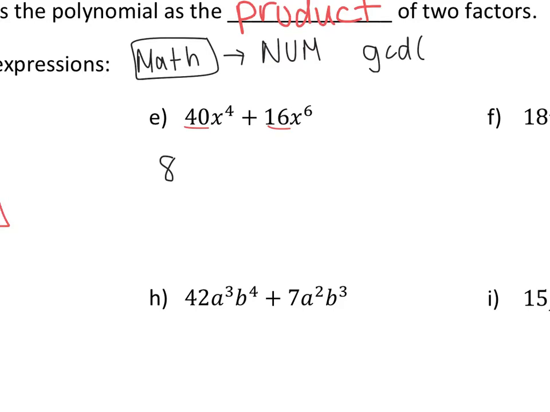The variables, it's not too hard to do variables. You just pick the smaller one. So I have 8x to the 4th. And again, remember we're dividing. 40 divided by 8 is 5. X to the 4th divided by x to the 4th cancels to be 1. So we don't need to write the 1 because the 5 is already there. Plus 16 divided by 8 is 2. X to the 6th divided by x to the 4th. We keep the base, subtract the exponents, and we get 2x squared.